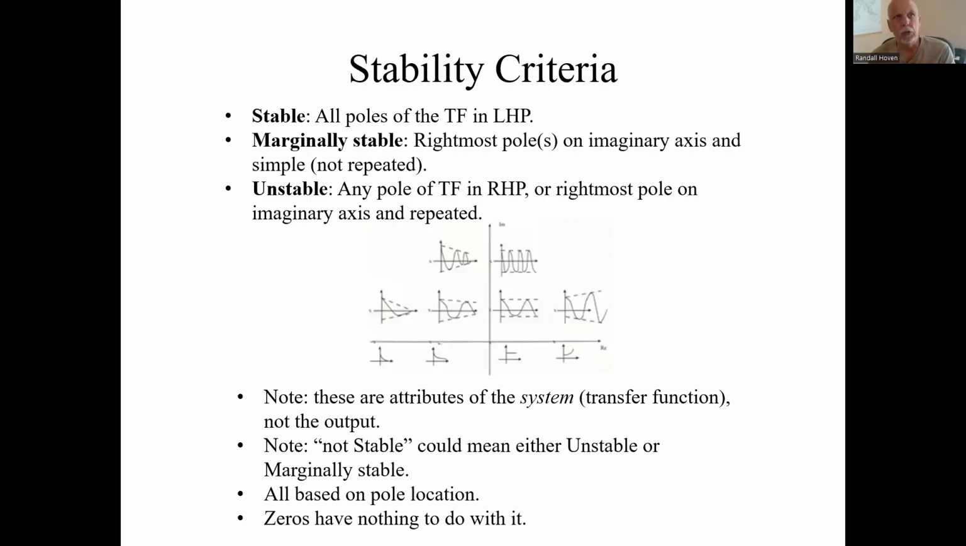The previous video defined stability and the criteria for stability of control systems. And we characterize any system, and by system, I really mean the transfer function, into one of three categories: stable, marginally stable, or unstable. It's stable if all the poles of the transfer function are strictly in the left half of the complex plane. Unstable if any pole is in the right half plane. Marginally stable if the rightmost poles are exactly on the imaginary axis and not repeated. And it's unstable if those rightmost poles on the imaginary axis are repeated.